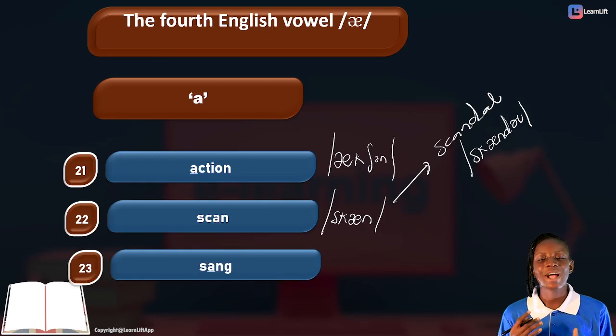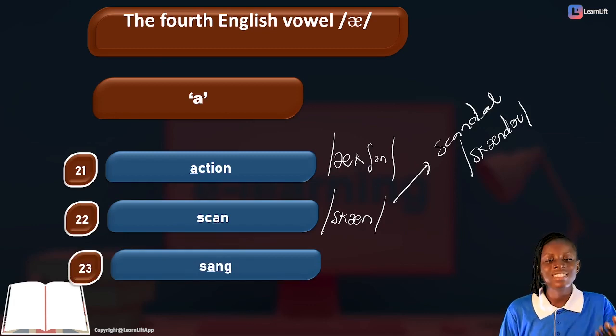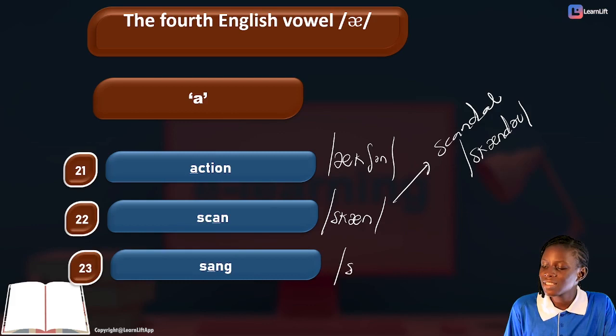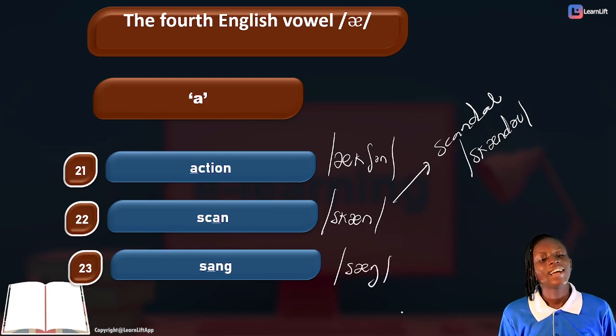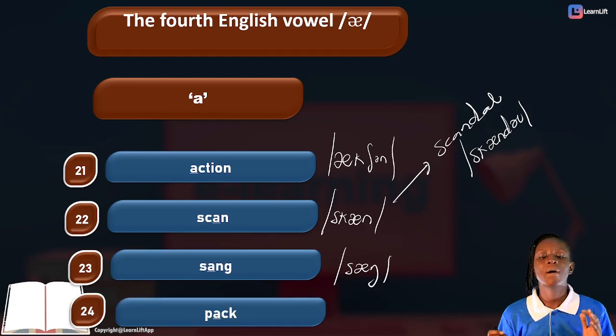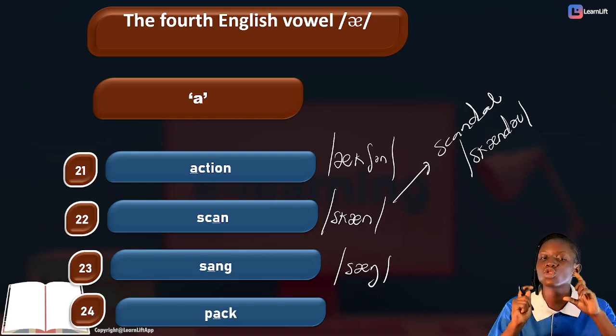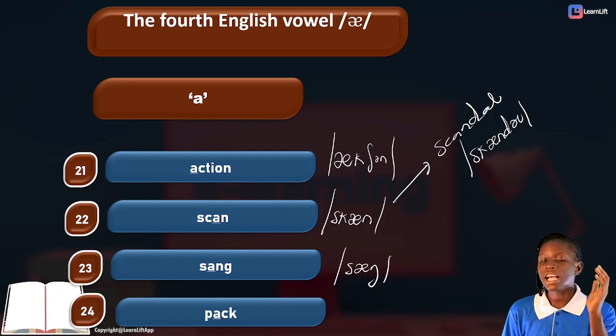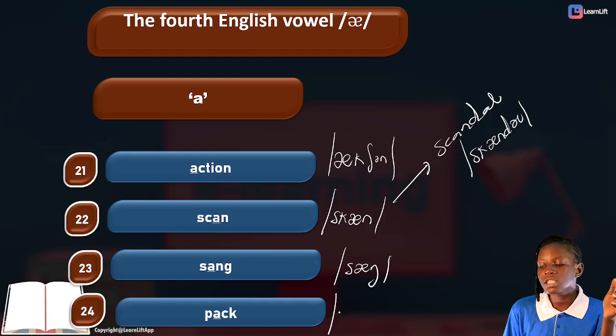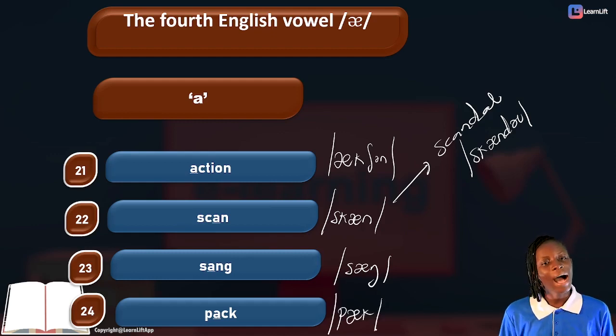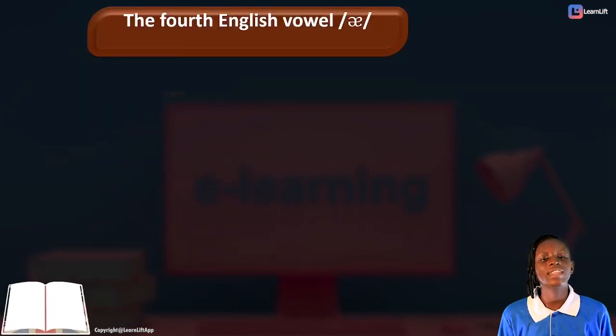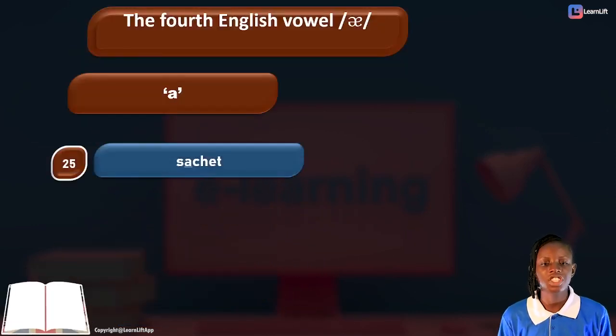Song. Now let's transcribe song together. Our song is transcribed as song. Next example we have our pack. Pack. Let's transcribe pack together, listening strictly to only what we hear. So let's go together. We have a pack to be pack. Next example quickly, we have the next word to be sachet.